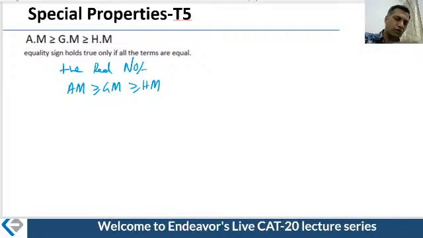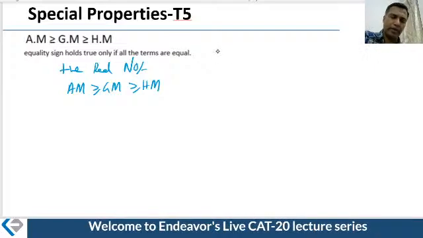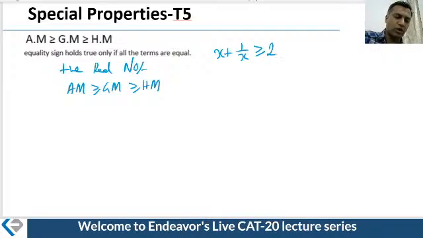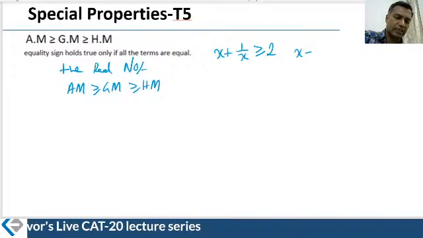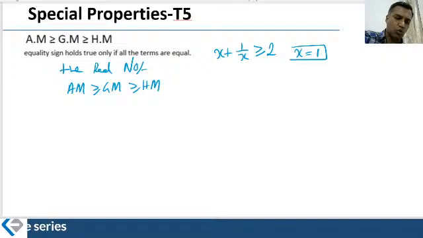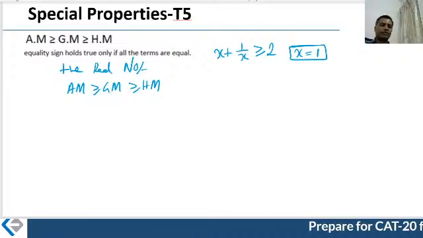So here I also want you to remember one thing. Maybe you would be knowing it. I'll just write it out here. The number and its reciprocal, x plus 1 by x, is always greater than or equal to 2. When would that equal to 2 come? When x is equal to 1.